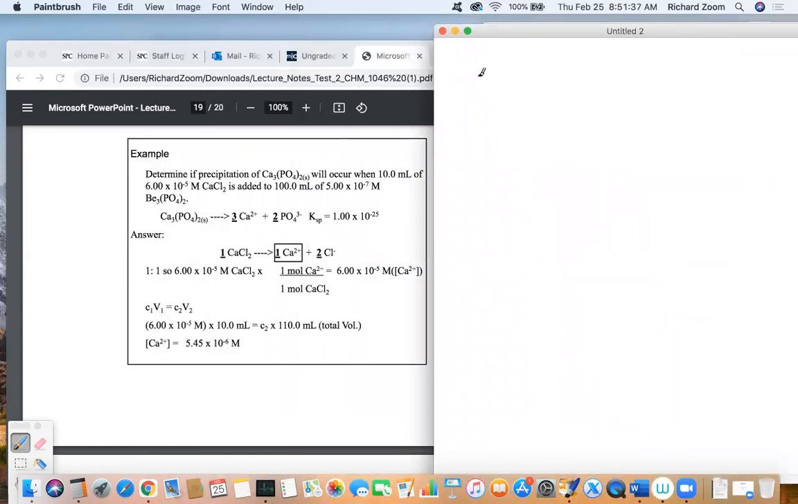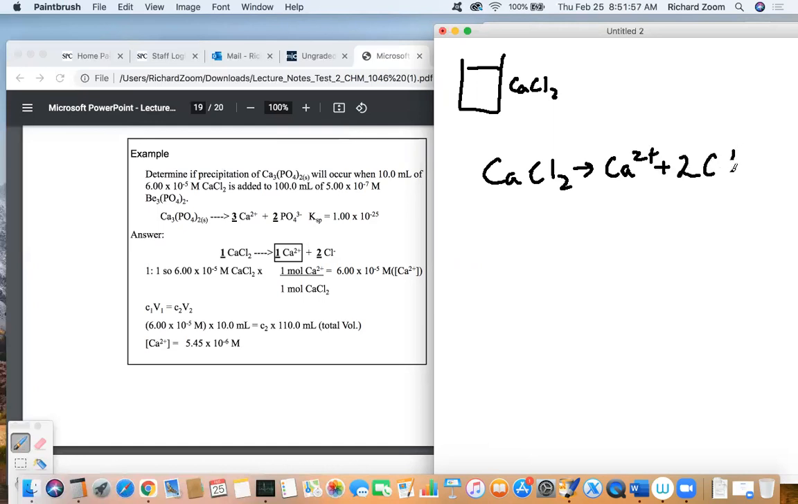So what we have to do is first of all look at the initial solution, which just contains CaCl2, so that we can determine the concentration of Ca2+ in that. Now, if you look at the CaCl2, it breaks apart into Ca2+ and 2Cl-. So if you drew a picture of it, it would be Ca and 2 Cls. Each of those has a -1 charge and Ca has a 2+ charge.